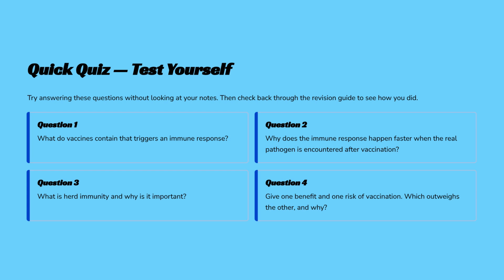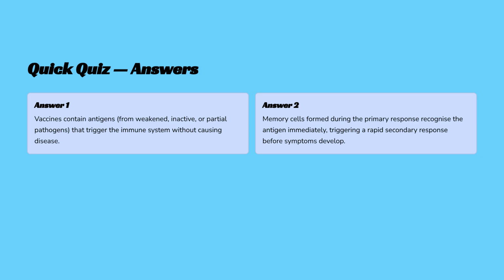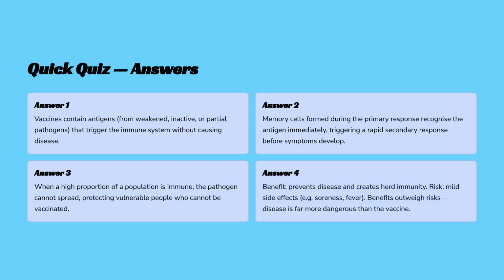Let's test your knowledge. Try to answer these 4 questions on vaccine contents: the speed of immune responses, the importance of herd immunity, and the balance of risks and benefits. Review your answers here. Vaccines provide antigens. Memory cells create faster secondary responses. Herd immunity protects vulnerable people. And vaccine benefits significantly outweigh the risks.